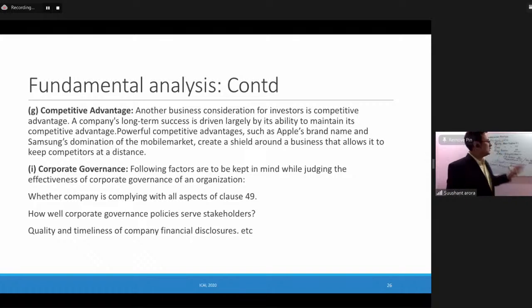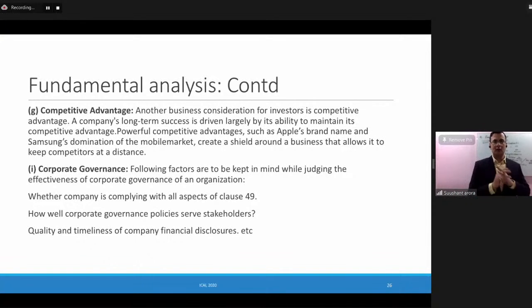The G point is, again, we are doing the company analysis. The G point is the competitive advantage. Okay. So another business consideration is having a competitive advantage. Assume all mobile phones come at a price of 50,000. Everything flat. Apple, Samsung, ABC, XYZ, whatever, same specification, camera, storage, everything comes at the same price, 50,000. Which one will you buy?